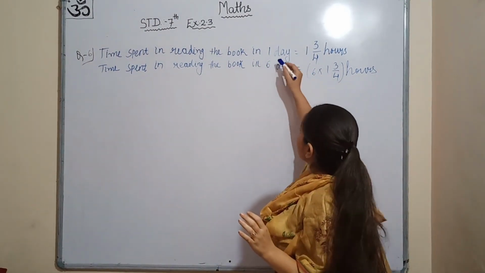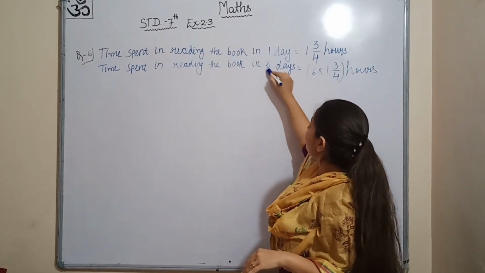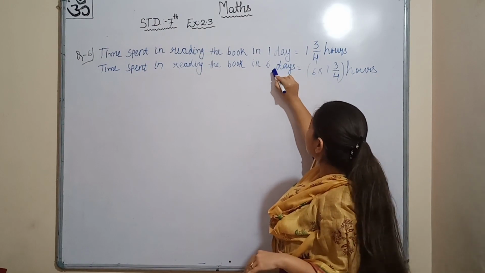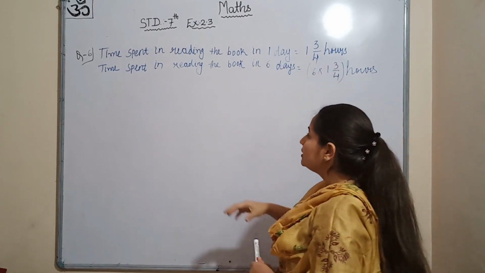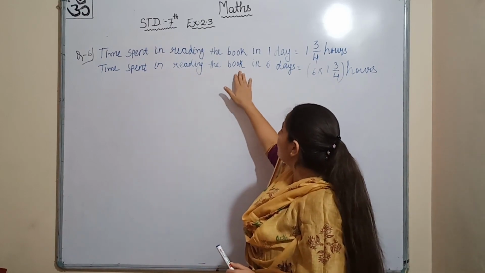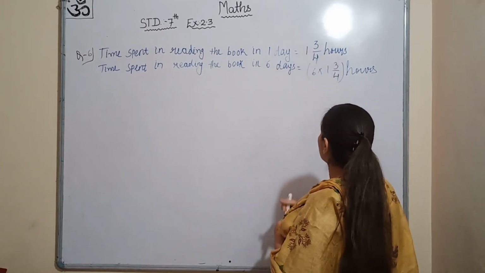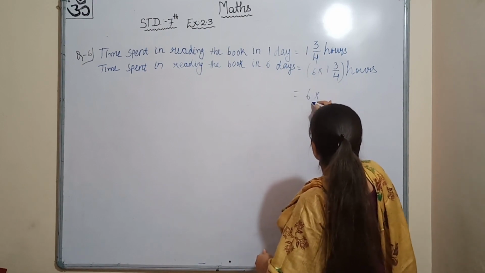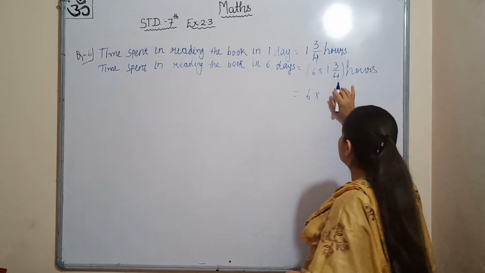You are given the information for 1 day. Now we'll find it for 6 days. So we'll multiply this 6 by this 1 integer 3 upon 4, the time spent reading the book in 6 days. First of all, this mixed fraction will be converted into an improper one.